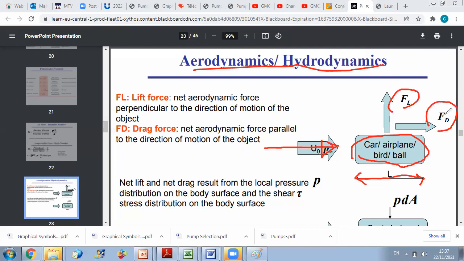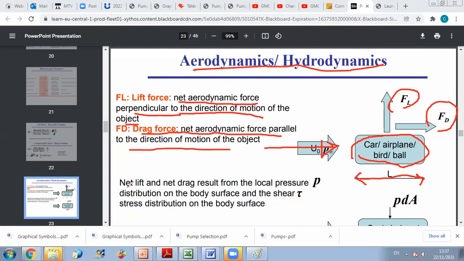Okay, lift and drag forces are due to what? They are due to the net force acting on the system, which is due to a combination of shear and normal forces. After you integrate the forces over the system, you can divide the force components into two parts. The lift force is the net aerodynamic force perpendicular to the direction of motion of the object, while the drag force is the net aerodynamic force parallel to the direction of motion of the object.